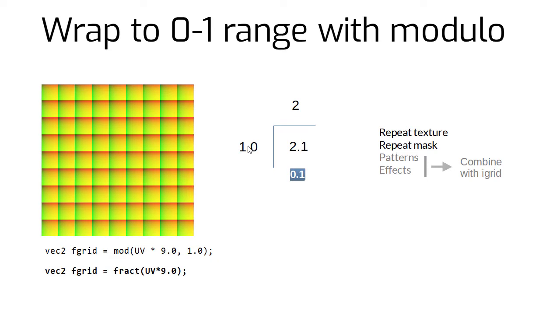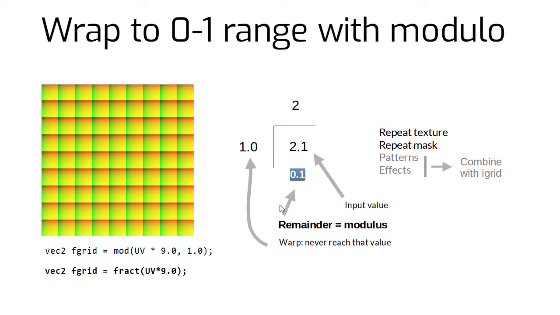We have the divisor, which corresponds to the parameter of the function, the dividend, which is the input value, and finally the remainder, which is the result of the function modulo, alias frac. The value of the divisor is never reached in the result because it determines the envelope.